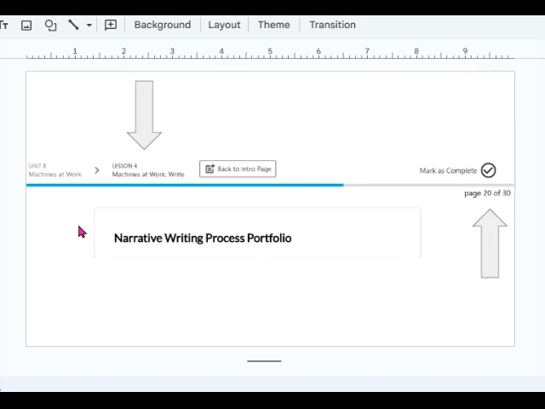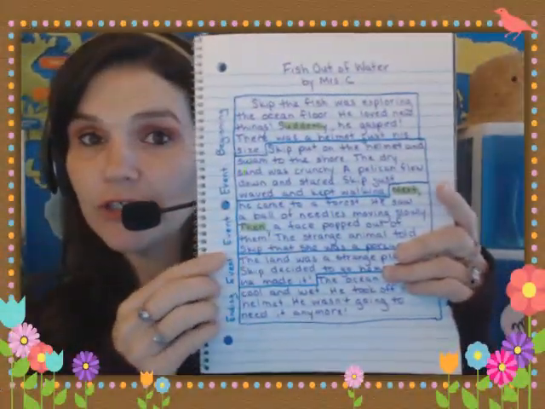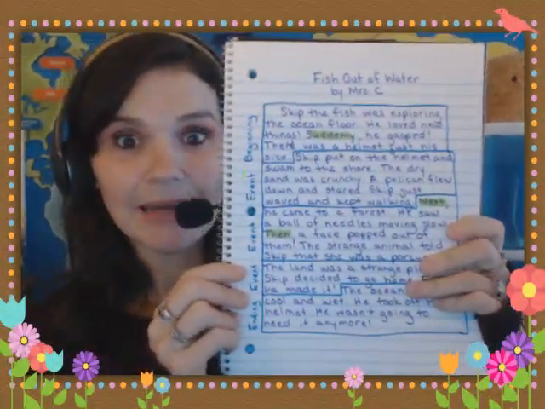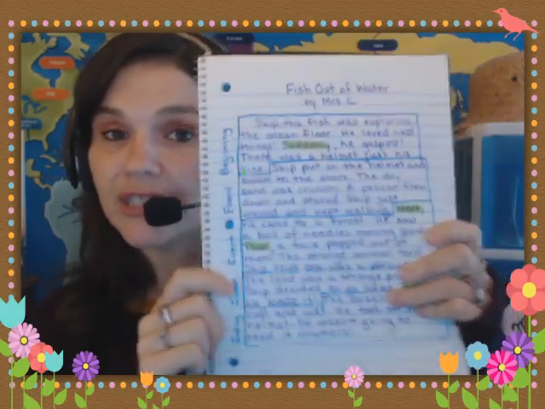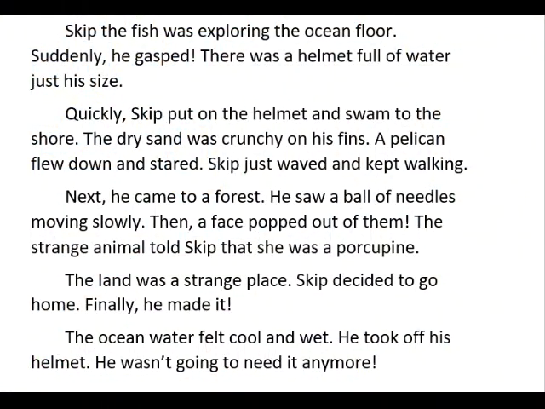So if you go to the next page, page 20 in Unit 8, Lesson 4, this is where you turn in that narrative writing process portfolio. Remember, you've already turned in your written first draft in Unit 6, I believe, but you're going to turn in your written draft with those edits and revisions. You're going to turn that in to your teacher too. The other important part that you're going to turn in that's required is that final written draft. So it looks just like this.